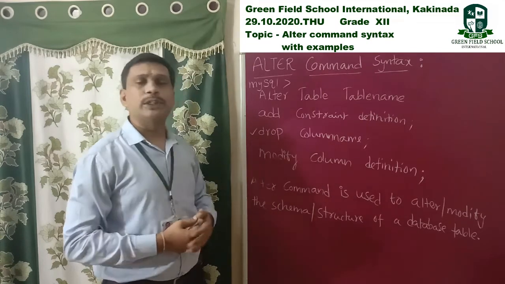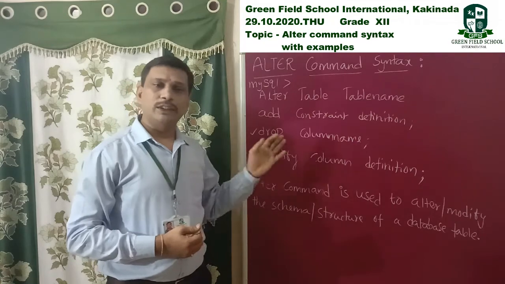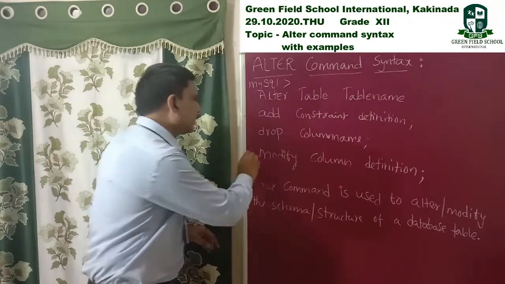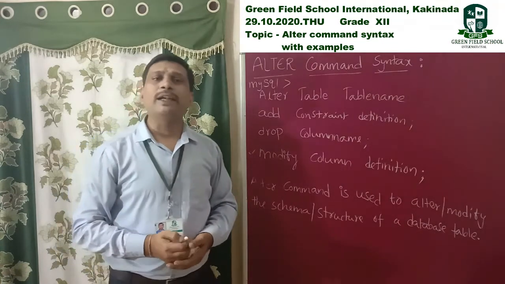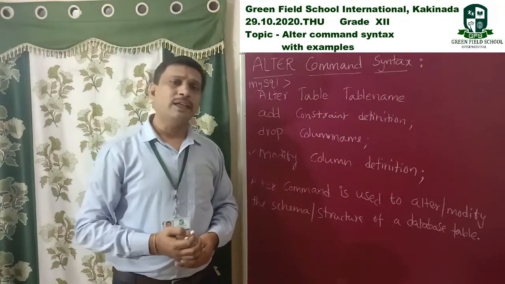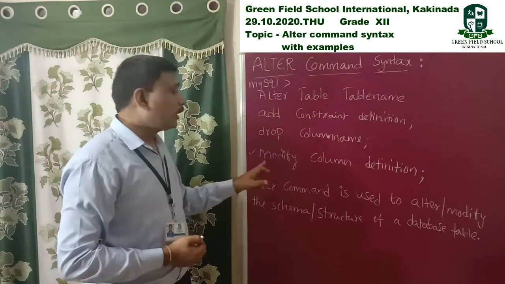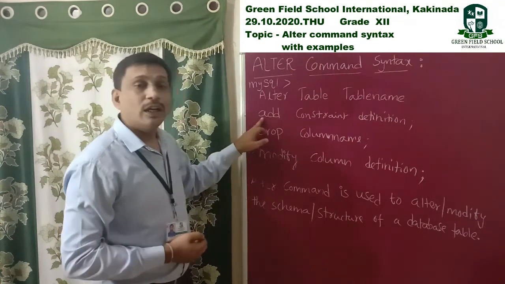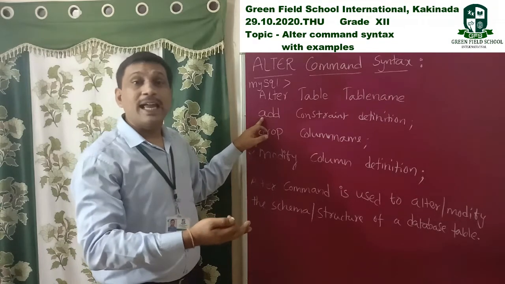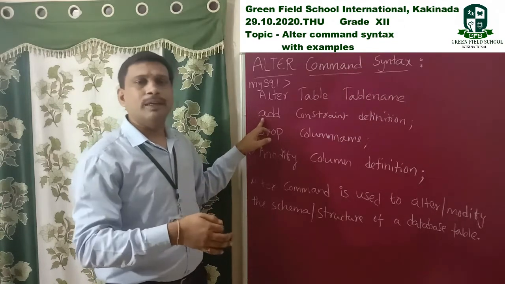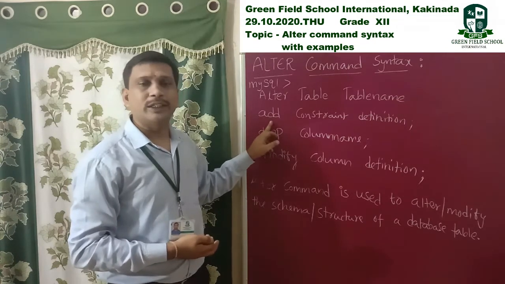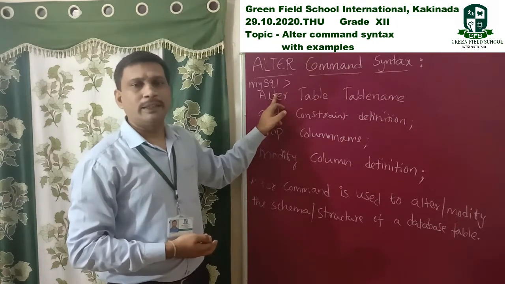The third option of this alter command is modify. This command is used to modify the already existing database structure. Up to now we discussed add. Modification means adding one column or one constraint by using this add option with the alter command.